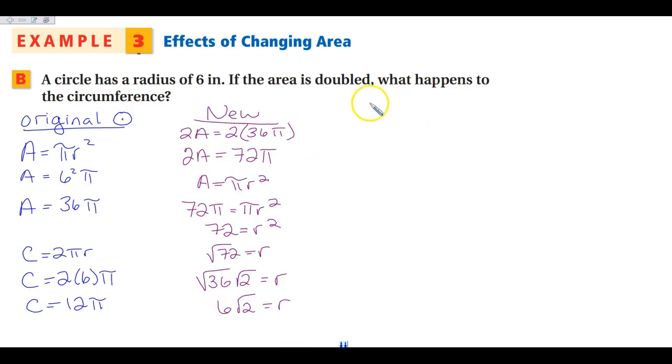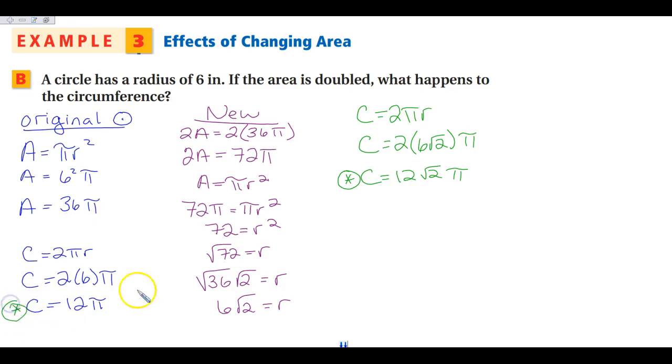So now we're going to look at what happens to the circumference. Circumference is 2 pi r. So my circumference is 2 times 6 times the square root of 2 times pi. This is going to give me 12 times the square root of 2 times pi. So this is my new circumference. This was my original circumference. Okay? So I have taken my original circumference and multiplied it by the square root of 2. So that's what our change is here. So our circumference is multiplied by the square root of 2.